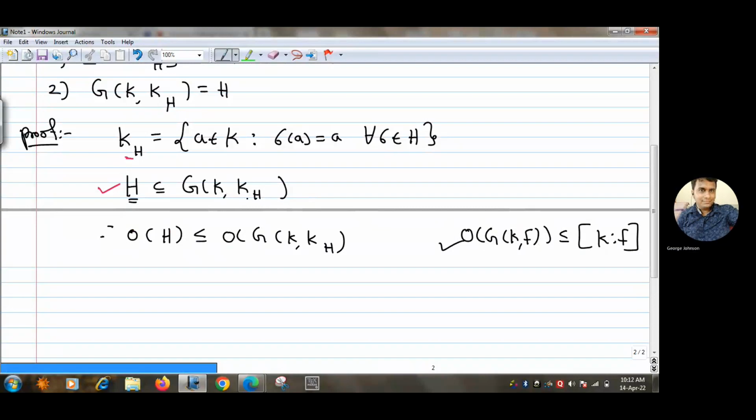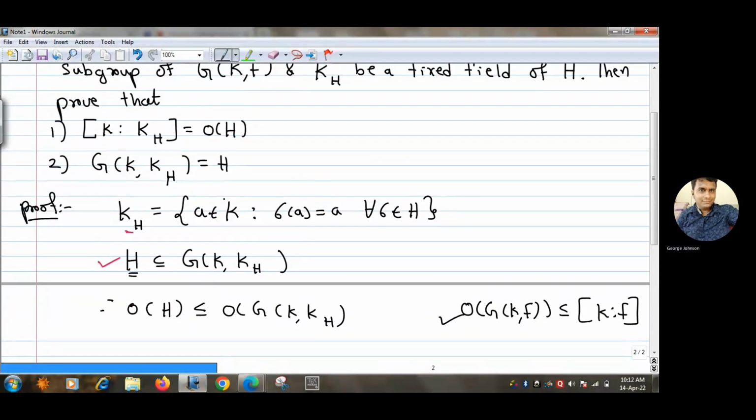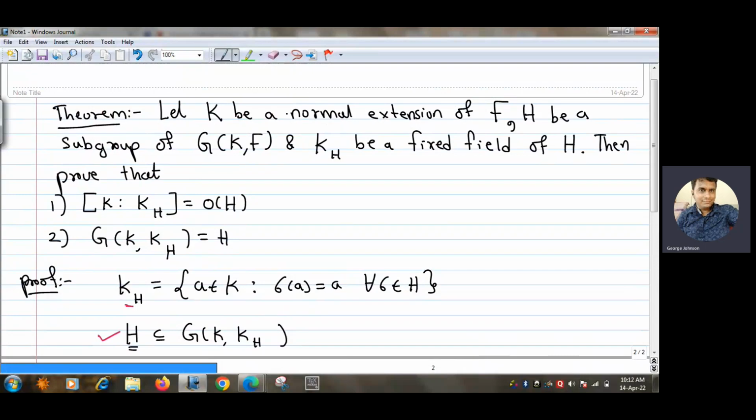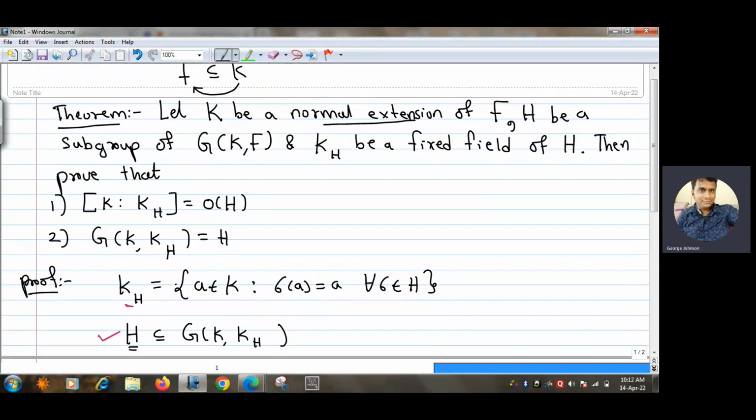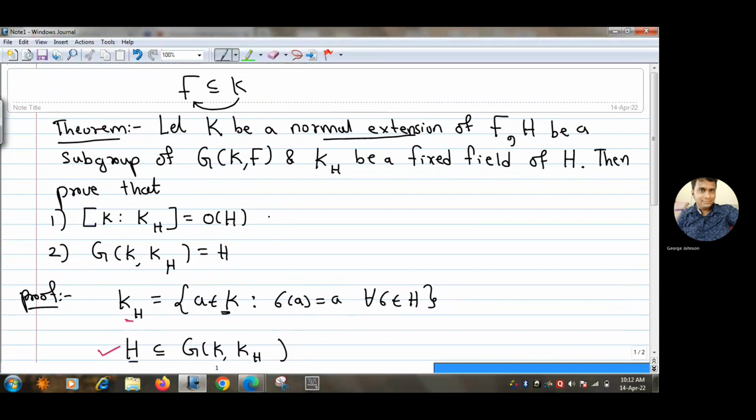We know that K is a finite extension of K_H. Why is K a finite extension of K_H? Because K is a normal extension, so by the definition of normal extension, K is a finite extension of F. Now note that K_H is a subfield of K, and also note that K_H will contain F. So this relation holds between these three fields: F is a subset of K_H, which is a subset of K.